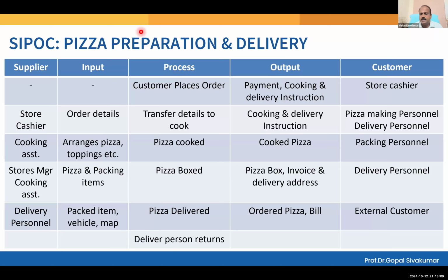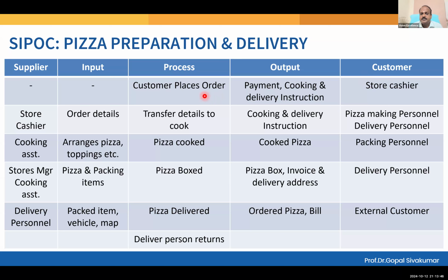Now look at the process, how it happens. Customer places the order. How does the restaurant manager or the outlet manager come to know an order is placed? The store will receive the payment, the cooking instruction as well as the delivery instruction. All these things are actually received by the cashier in the store. So the cashier becomes the customer as far as the first activity in the process is concerned.